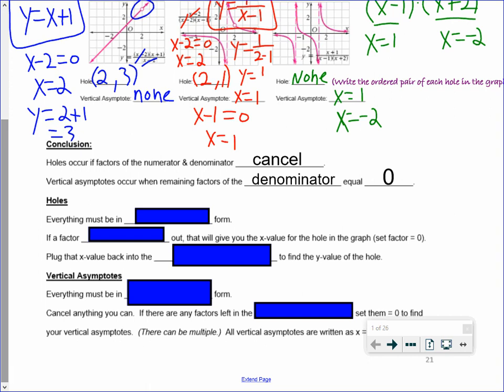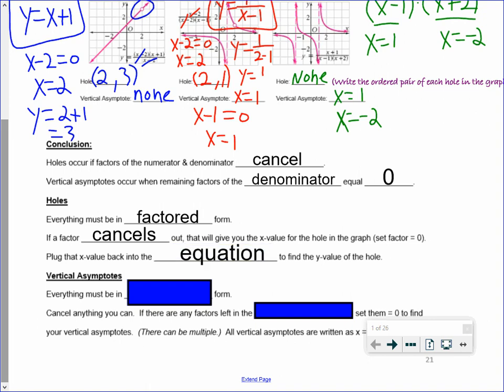So for holes, the first thing you're going to have to do is make sure everything is in factored form. Okay? And if a factor cancels out from the top and the bottom, that will give you the x value of the hole in the graph. Next, you're going to plug that x value back into the simplified equation to find the y value of the hole.